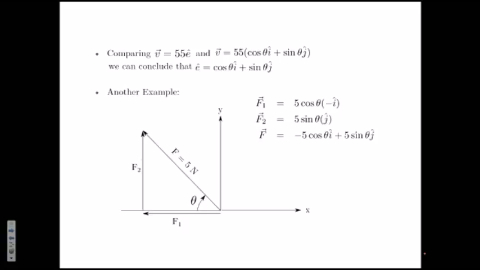Now, absolutely everyone in this class should be able to write any vector shown graphically like this in terms of Cartesian components. And that's not something anybody could say, hey, I didn't learn this in Mech 101.